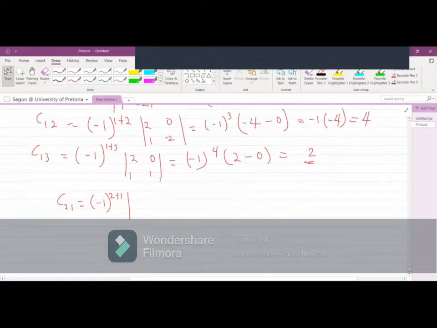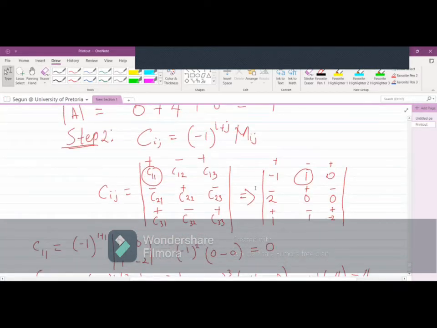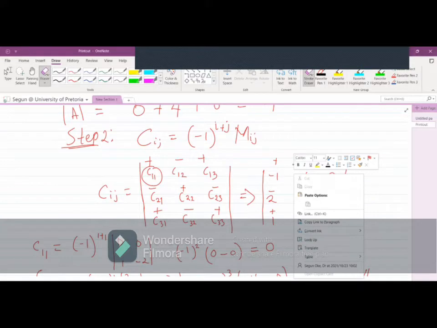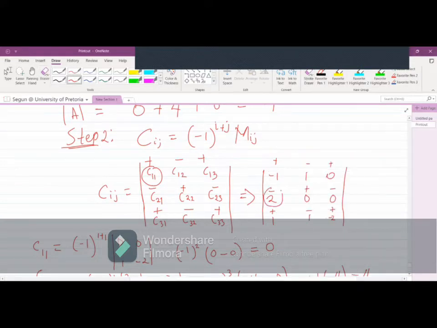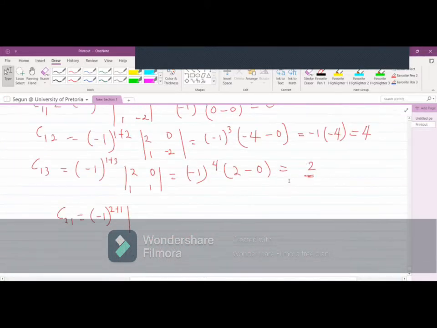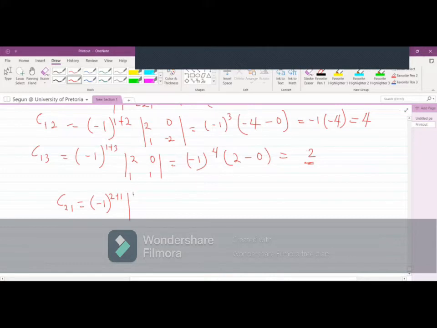Where is 1? Okay, let's look at it together. This is what we are taking out. The row here will cancel. The column will also cancel. Look at the arrow. The row will go. The column will also go. So what is remaining? 1, 0, 0, 1, 1 minus 2.